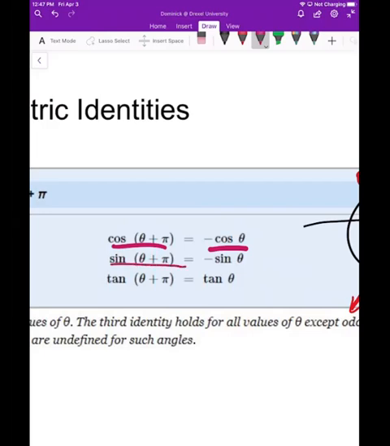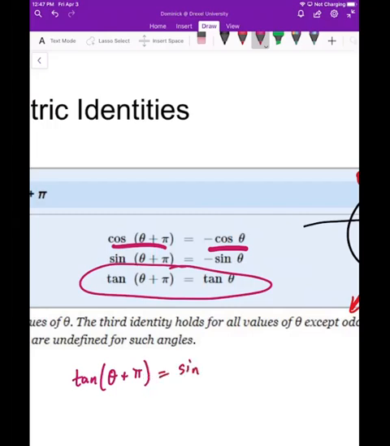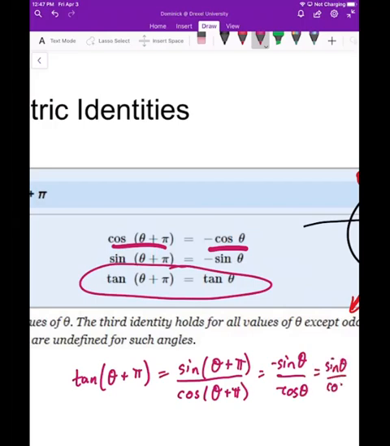Now, tangent is going to stay the same because remember that tangent of pi plus theta is sine over cosine of theta plus pi. And both of these just became negative, but negative over negative is positive. So this is equal to tangent. So tangent will retain its sign.